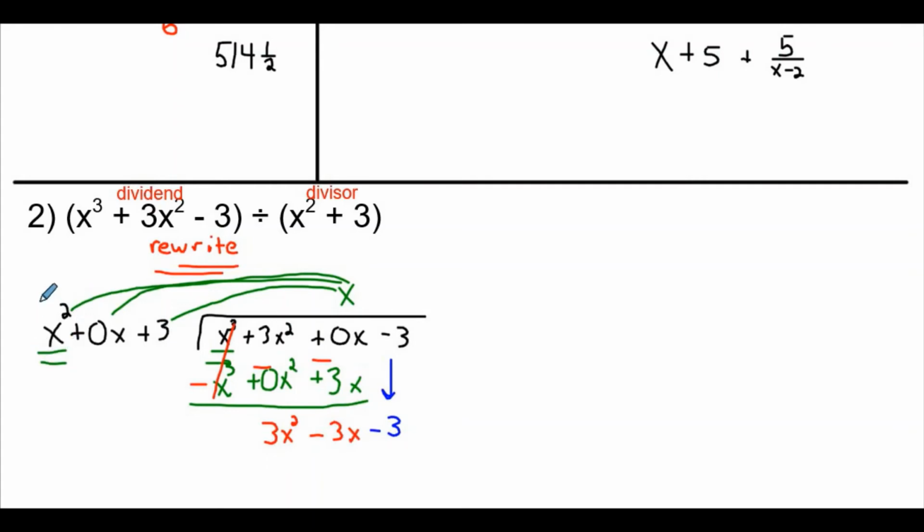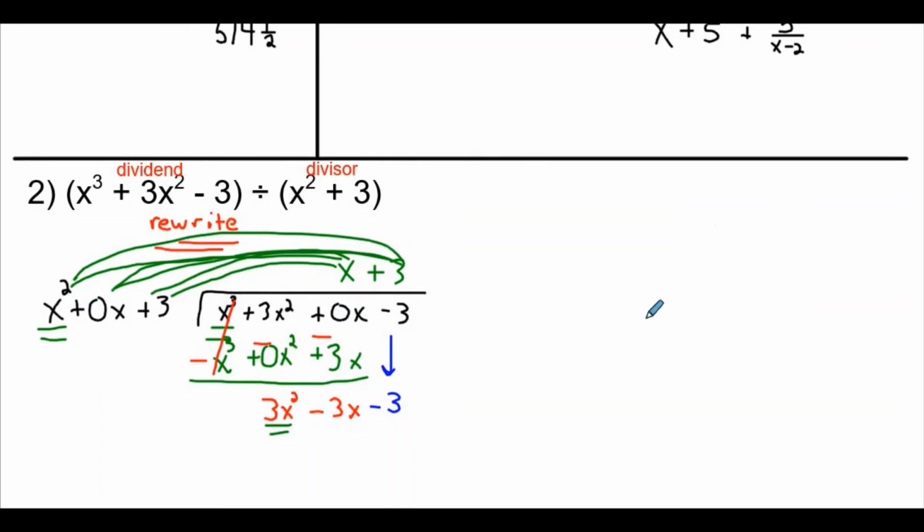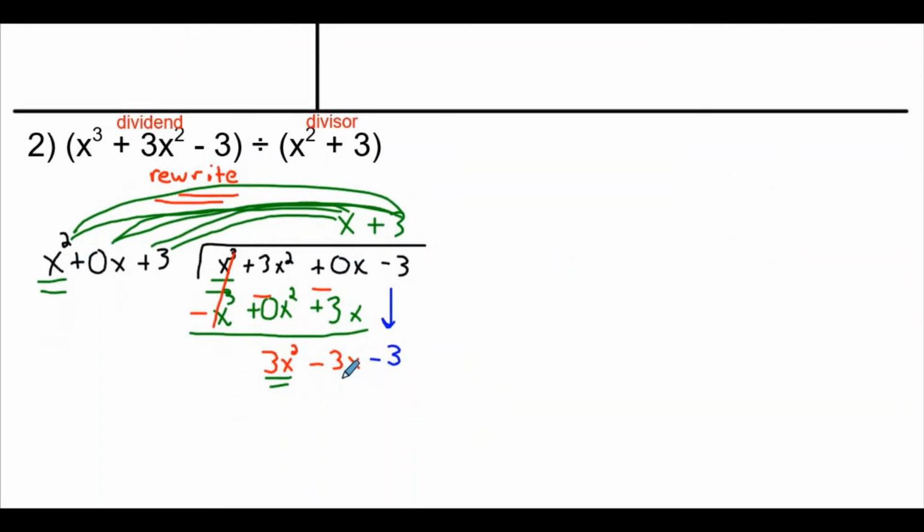Just focus on making x squared become 3x squared. I need to multiply by 3. I then multiply each of these things by 3. Okay? If you need to use the box method over here to figure that out, please do. It is kind of a mess, right? So we get 3x squared. Then here we have 3 times 0, which is 0x. 3 times 3 is 9.